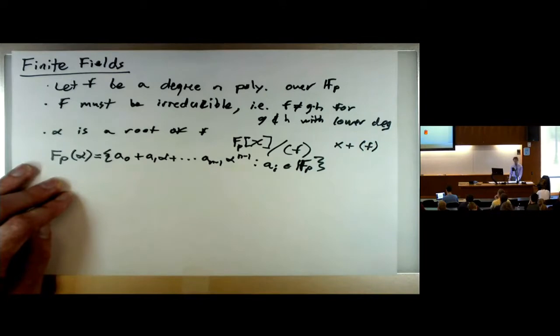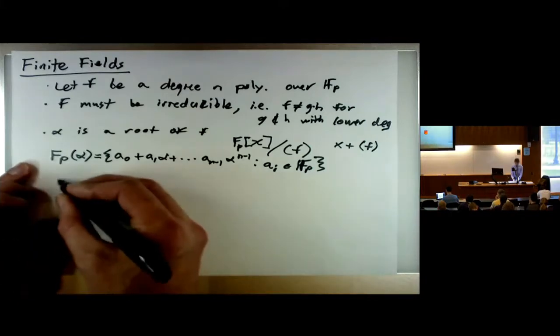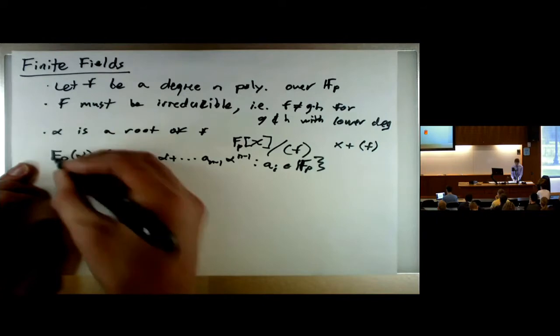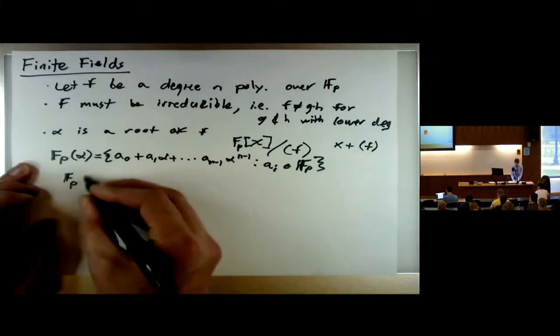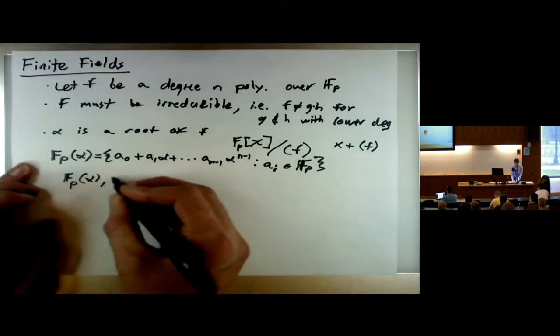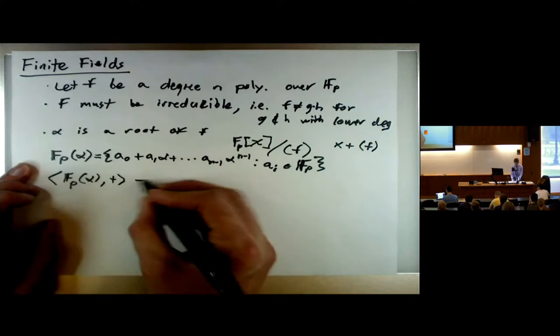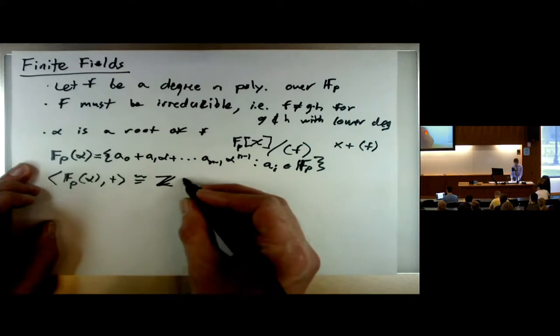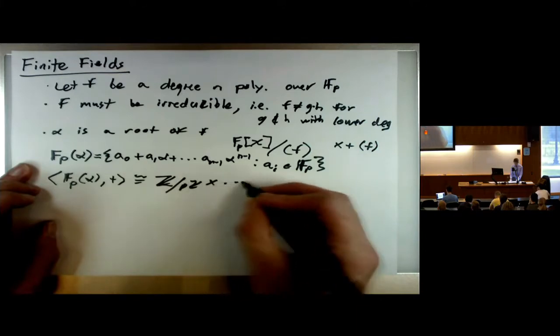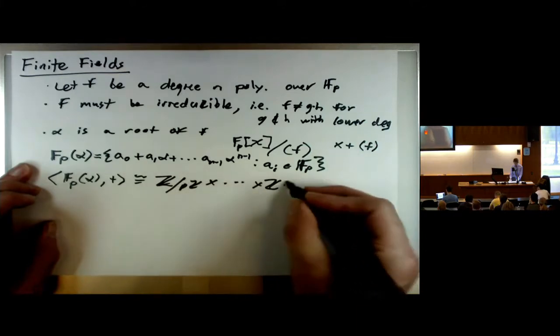And so that already tells you the structure of the additive group of this field. It's a vector space, so the additive structure is isomorphic to n copies of Z mod pZ, of course, just from the vector space structure.